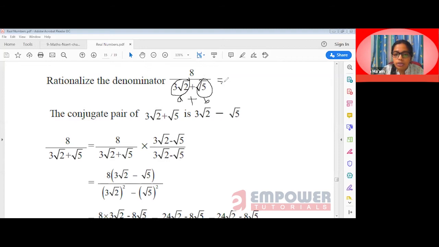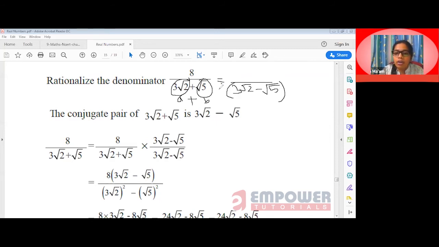Now the conjugate pair of this should be the a minus b form, since I have a plus sign over here. So my a is what? 3 root 2. Okay, since I have a plus sign over here, I will have a minus sign over here. Now what number do I have in place of b? I have root 5 over here, so I will put root 5 over here. So this will be my conjugate pair.